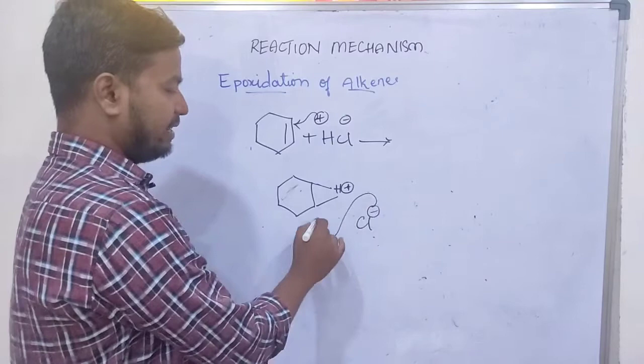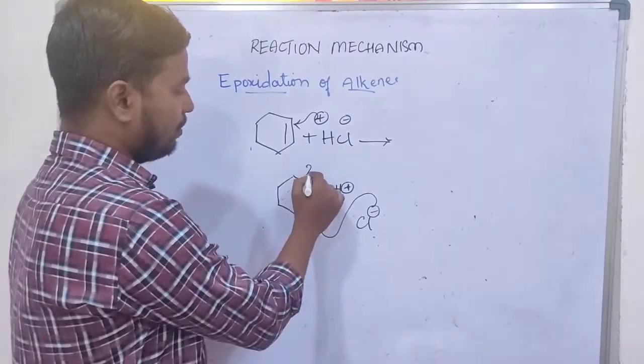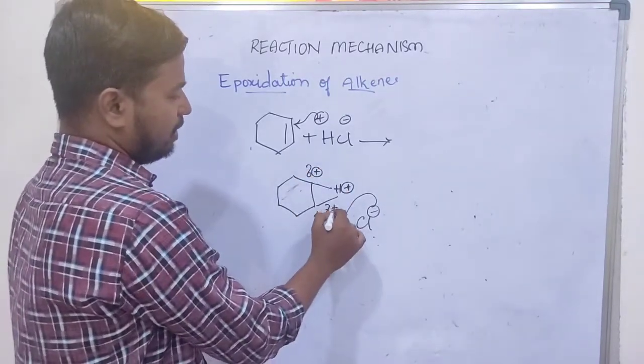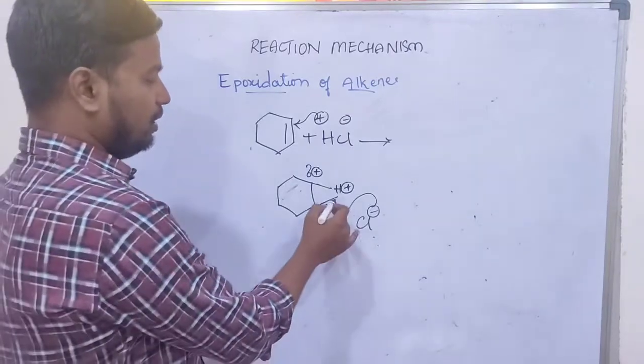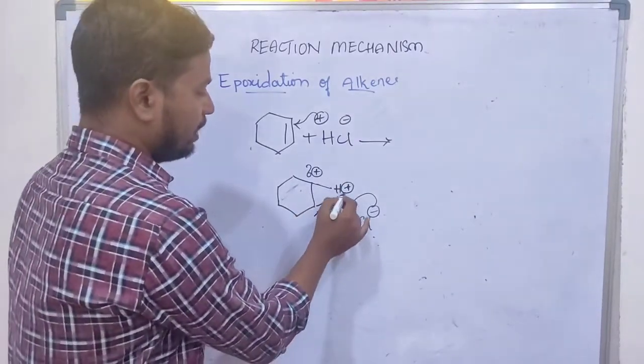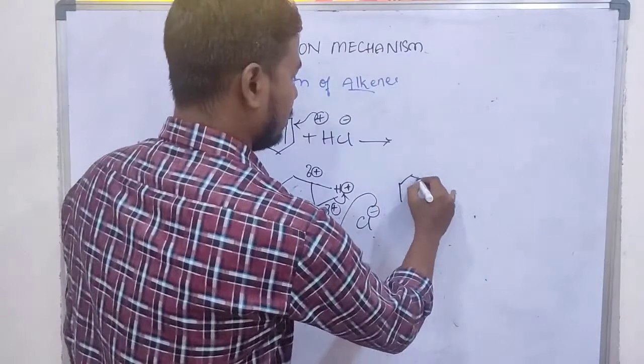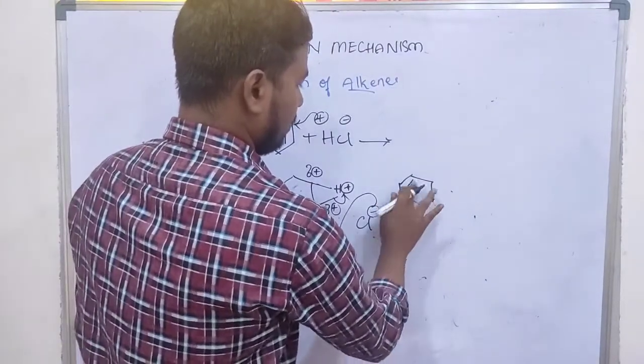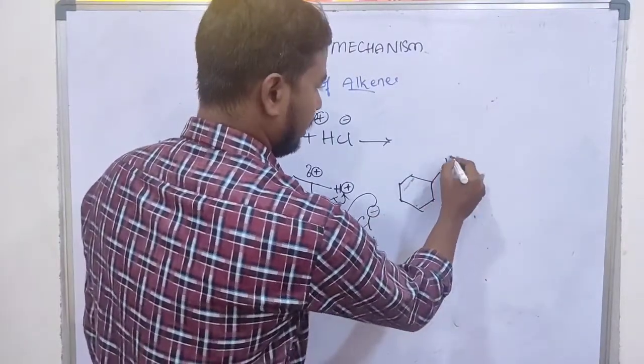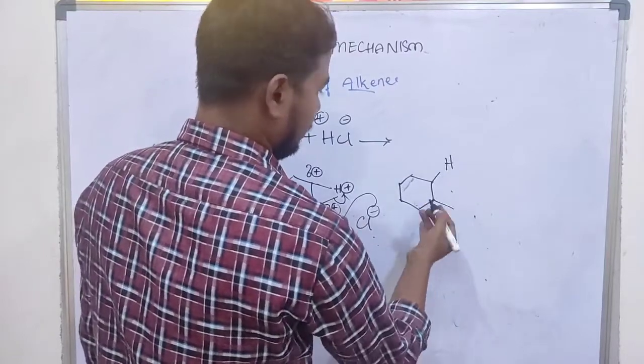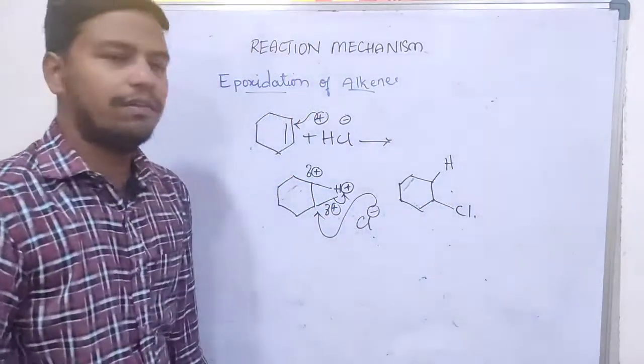So this one attacks here, which is the electrophilic carbon. We know, no? Electrophilic carbon atom. And this bond shifts here, resulting in the formation of this hydrogen over here and this chlorine over here. This is the final product.